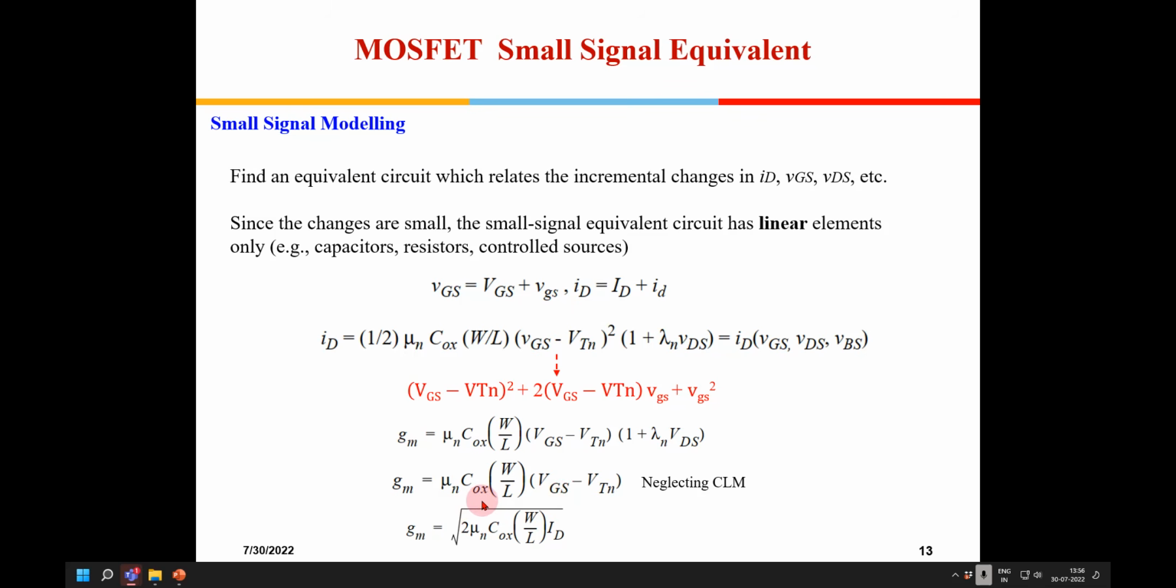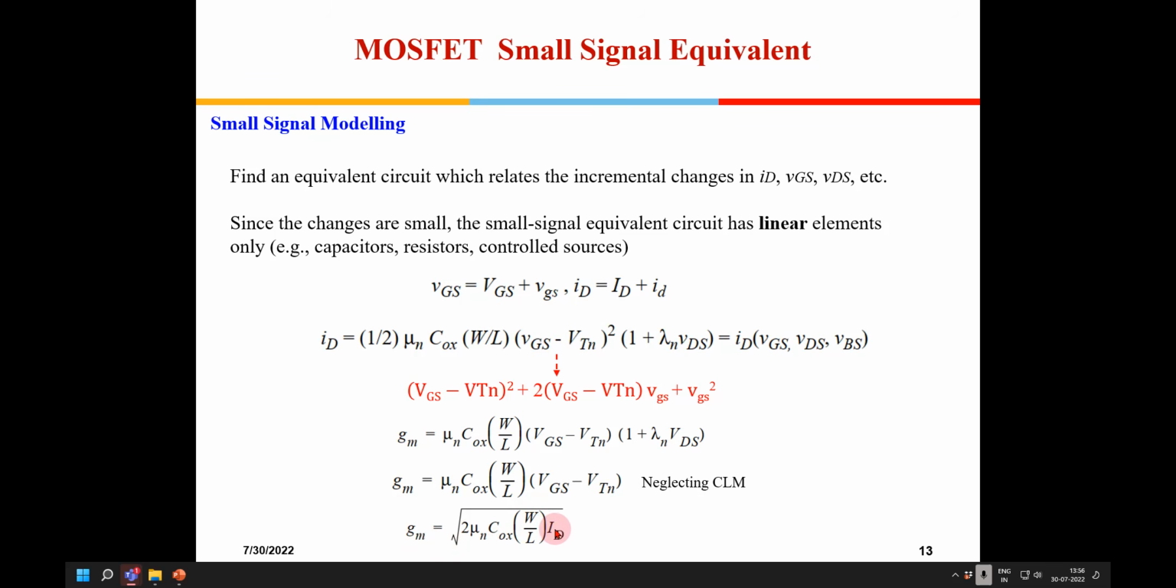Now, for GM to be high, if from this equation I substitute the value of ID, neglecting the channel length modulation, I will get this equation also. If you see here, if I increase the DC operating point, will I get higher GM? It will increase, right? Similarly, if I increase W by L also, I will get an increased GM, right?